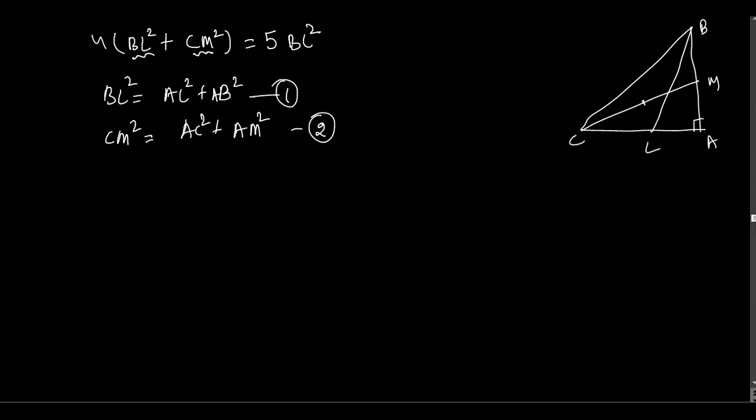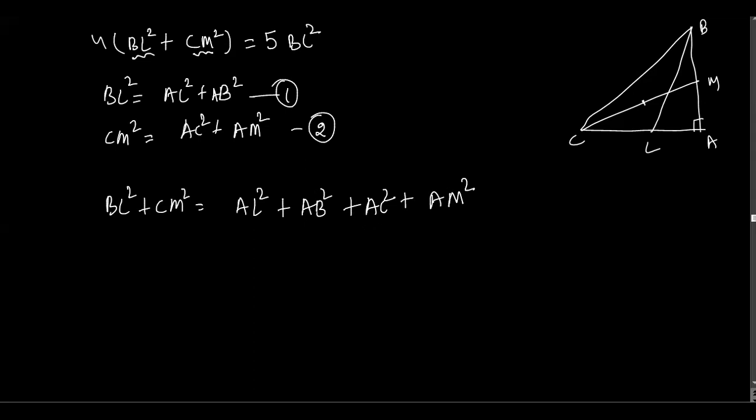We have to add the first and second equations. Adding the first and second, we will get BL square plus CM square. What will you get in this? This is AL square, AL square plus AB square plus AC square plus AM square. And you need only BC square. So do you have any idea what we need to do in the next step?